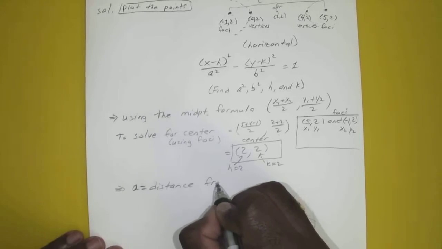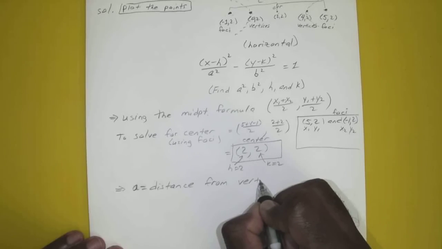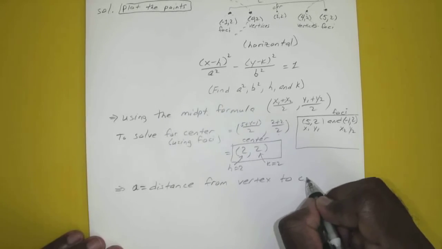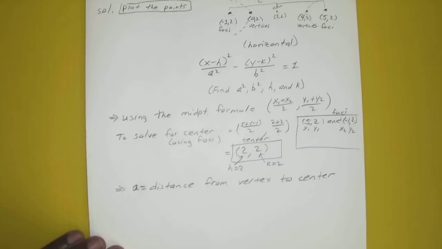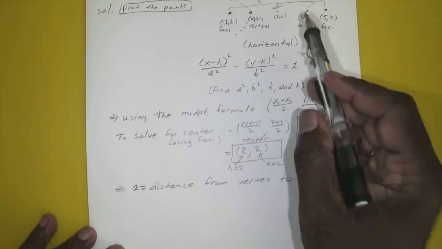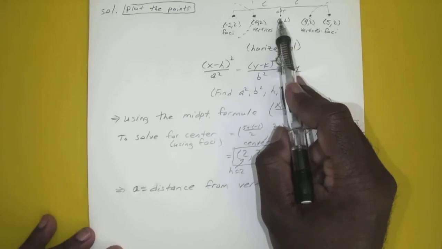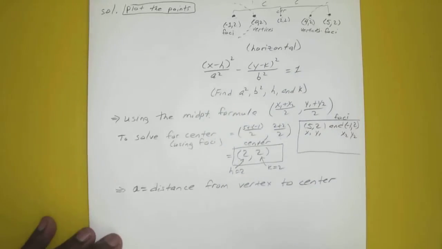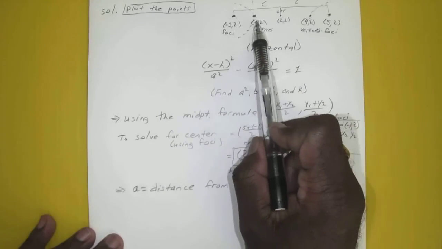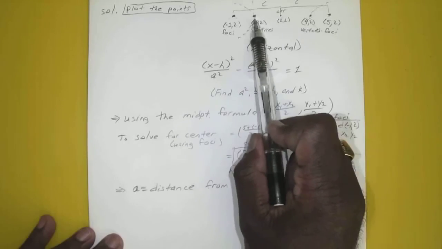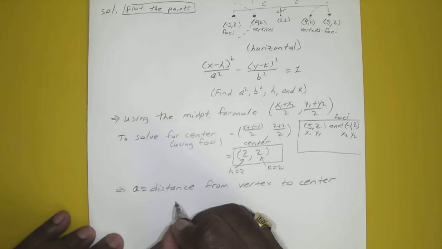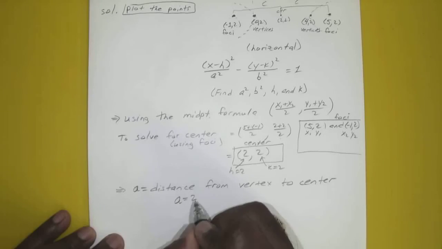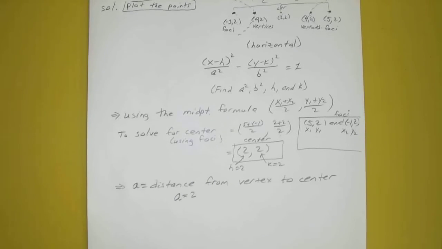Distance from vertex to center. Okay. Now if we look right where we plotted those points, x equals 2 to x equals 4 has a distance of 2. Same thing with x equals 2 to x equals 0. So both of those a's will be the same. So you have a equals 2 there.